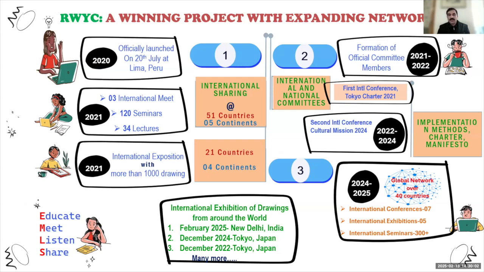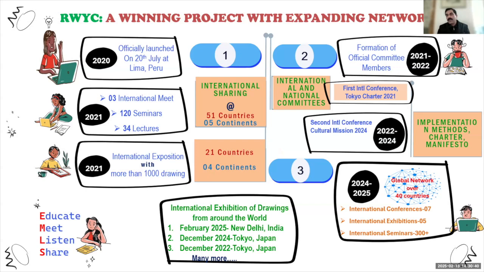With the participation of 51 countries and 5 continents, there were 3 international meetings, 120 seminars and 34 lectures during the year 2021, just after the completion of 1 year. And then after the completion of almost 2 years, it reached 21 countries and 4 continents. There was a big international exposition, or exhibition, of drawings of more than 1,000 children. In 2021-22, they also formed an official committee of members, and then the first international conference happened in 21. And then there were a lot of activities and programs.